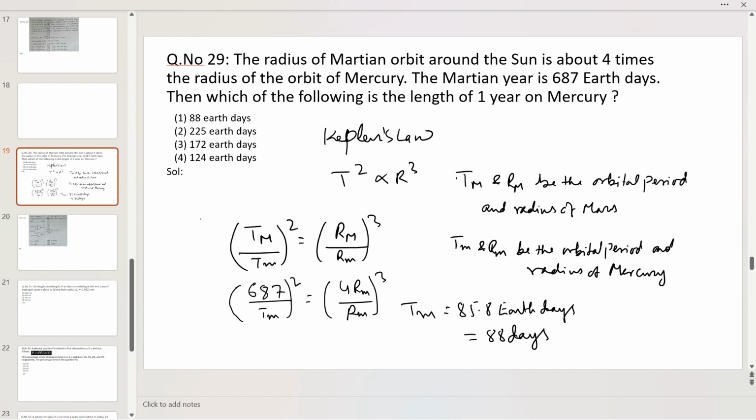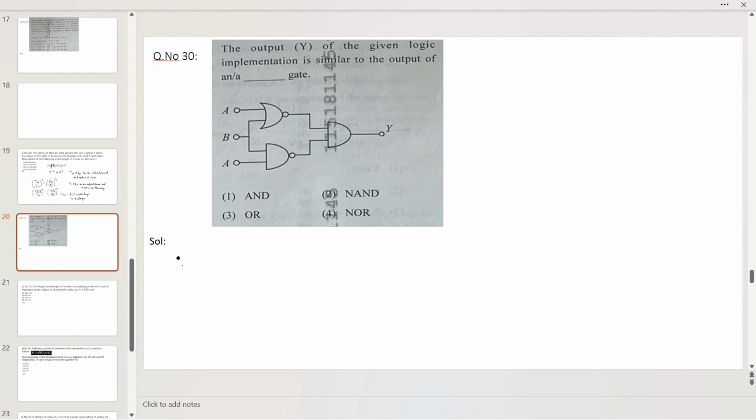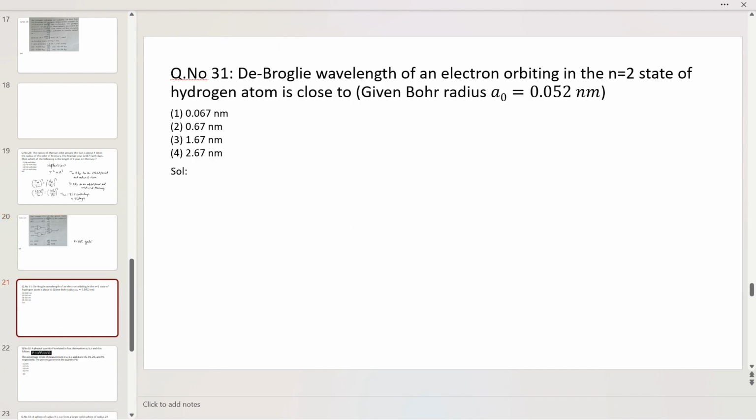Now my next question is this. You can directly state which type of gate will be the result. This will be a NOR gate. The answer will be a NOR gate. Now I am going to the next question.